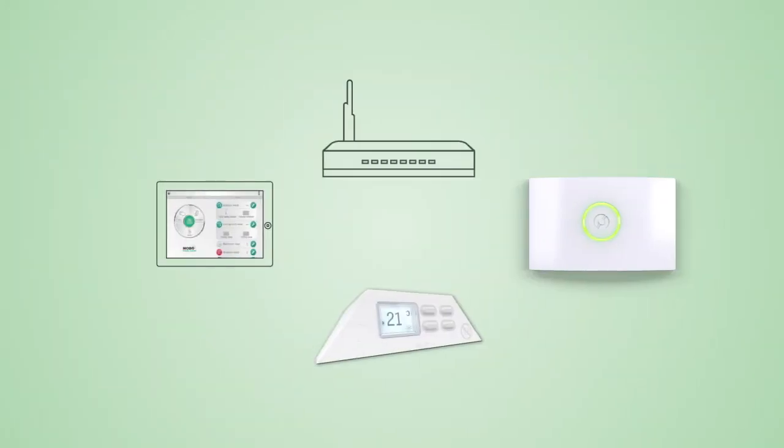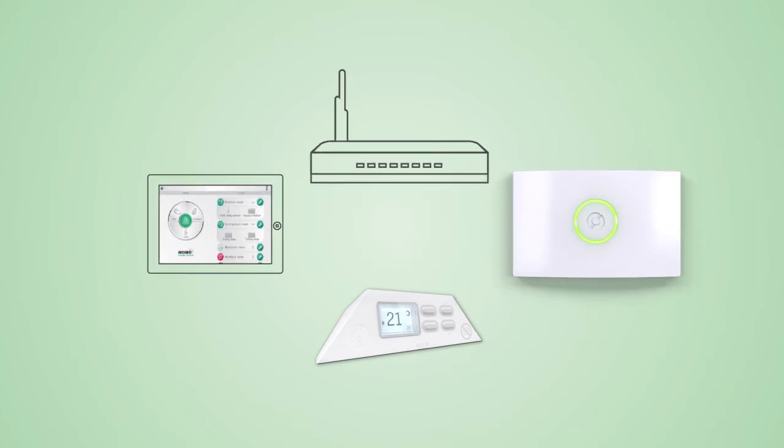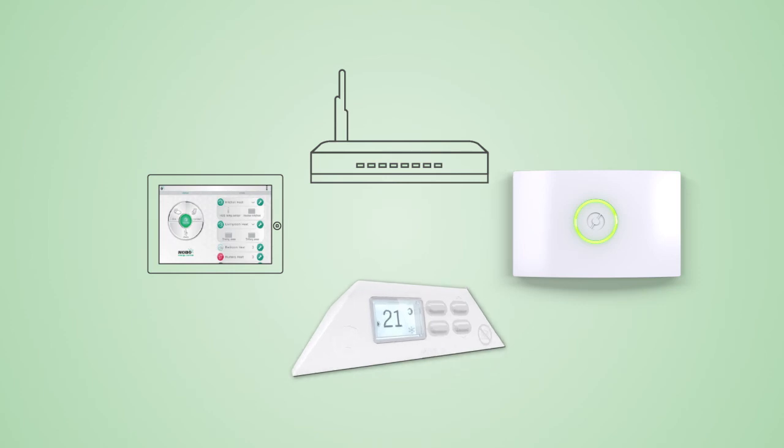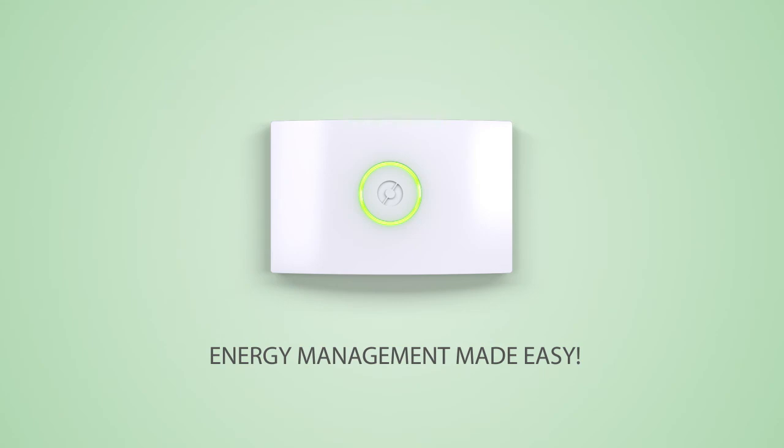In order to control your heating via the Energy Control System, you'll require a wireless network, Eco Hub, app, and receivers on your heaters. The Energy Control System makes it easy to save money on your consumption.